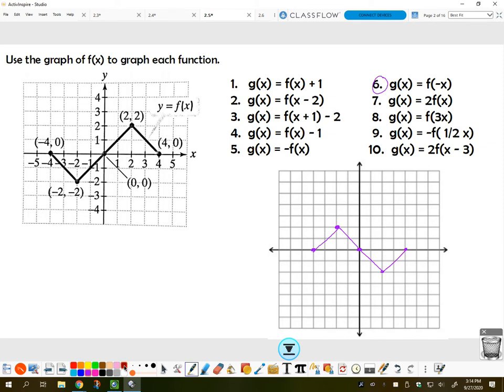All right, so if I times 2, these are the ones that give people the most trouble. If I times 2 on the outside, it's going to affect my y values. So negative 4, 0 is going to become negative 4, 0 because 0 times 2 is still 0. Negative 2, negative 2 is going to become negative 2, negative 4 because negative 2 times 2 is negative 4. 0, 0 doesn't change again because 0 times 2 is 0. 2, 2 becomes 2, 4 because 2 times 2 is 4. And 4, 0 stays because 0 times 2 is still 0. So it has stretched vertically, it's taller.